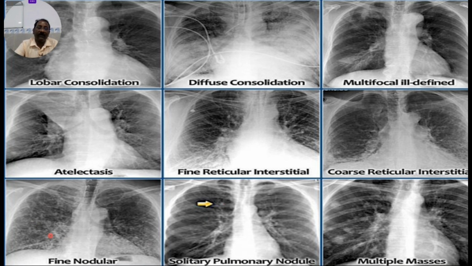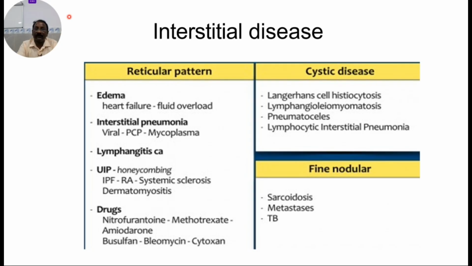This is the fine nodulars, multiple nodules, coarse reticular pattern, fine reticular pattern, atelectasis of the right lobes. Here the ill-defined multifocal, a diffuse one. This is the lobar consolidation.